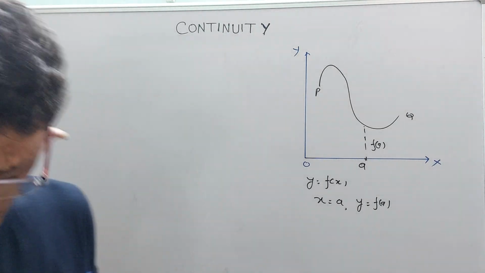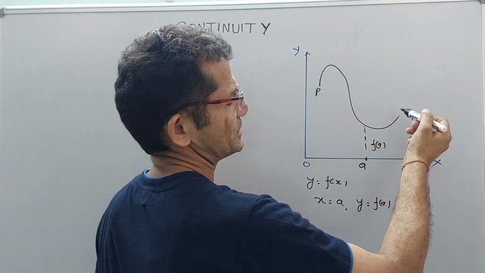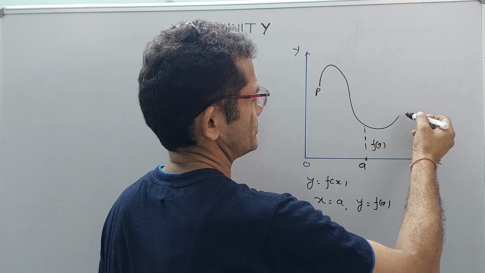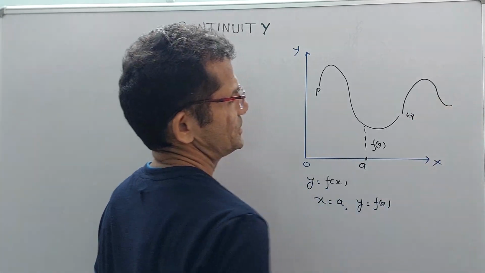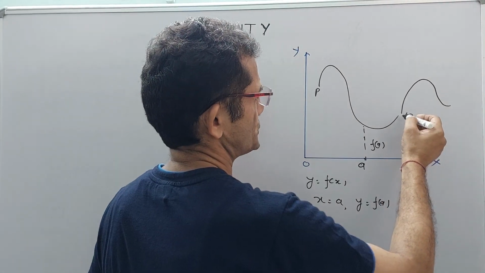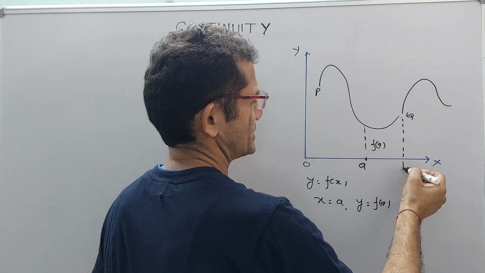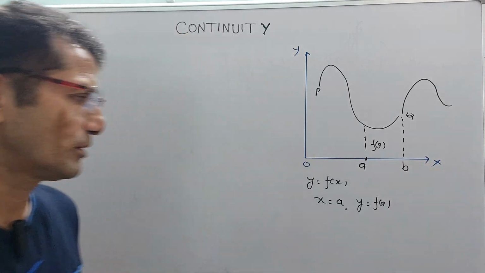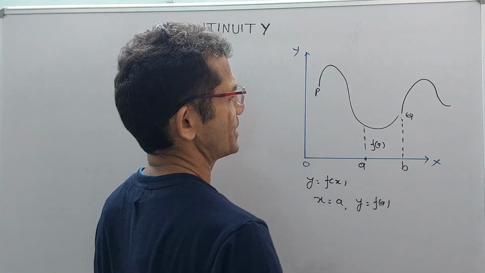suppose I draw the same graph and make a small gap in the curve. Suppose this is the curve, this is the curve at the point Q. At the point b there is a breaking point. Breaking means there is some gap here.